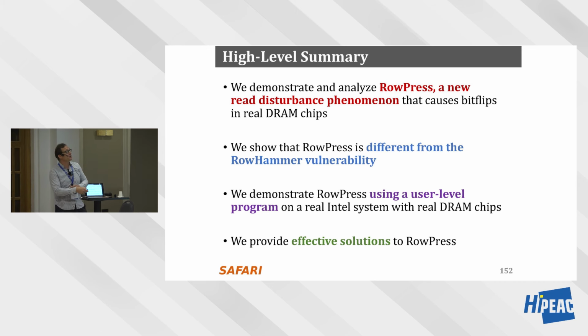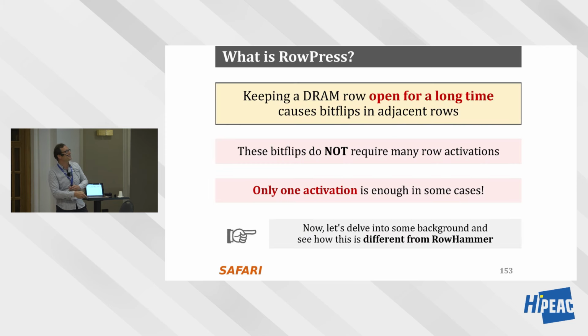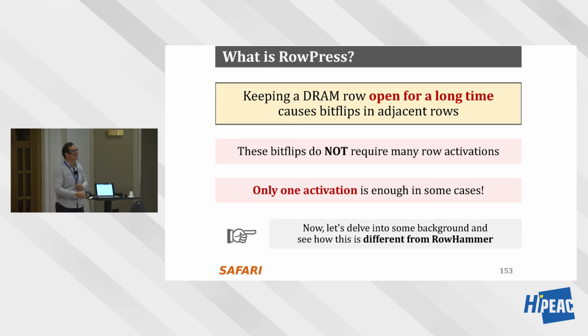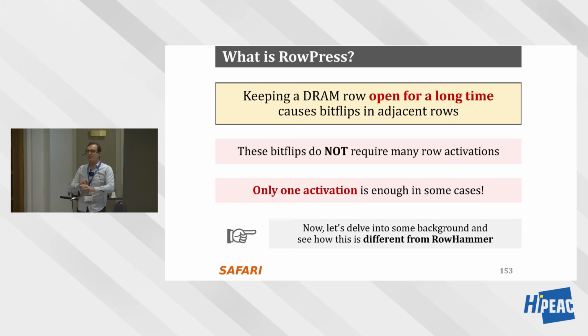We were able to actually show that using a user-level program on a real system with real DRAM chips, and we provide some effective solutions. Okay, the basic idea is this. Keeping a DRAM row open for a long time causes bit flips in adjacent rows. These don't require many row activations. In fact, in some cases, only one activation is enough. You open the row, you wait long enough, you get bit flips in adjacent rows. Very bad. So this means that you don't need to hammer the row.